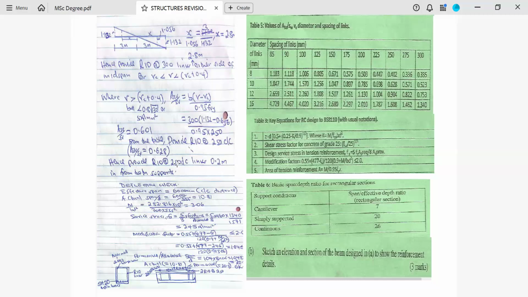Now, which means the permissible or allowable span to effective depth ratio is, we take modification factor 1.04 times basic ratio. I said it is what? 20 because simply supported beam. Then it will give us about 20.08. Now, since our actual span to effective depth is less than the permissible or allowable, then we say our beam is okay in regard to deflection.